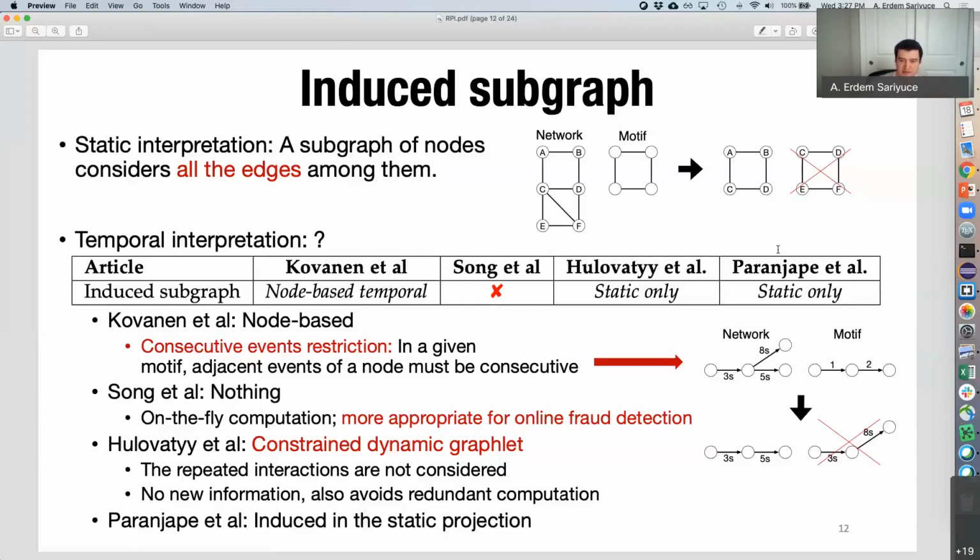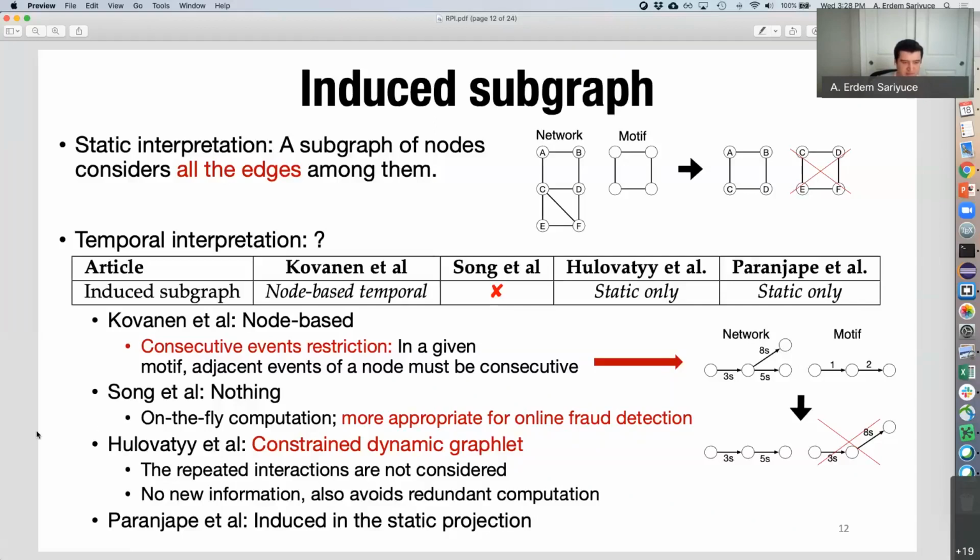Squaring, the fourth cycle, for instance, is one of the best indicators of fraud, and especially for the global payments. And we are working with JP Morgan, for instance, and they are looking for these online fraud detection methods based on the temporal motifs. And the inducedness is something they totally don't care about. And they have a point here.